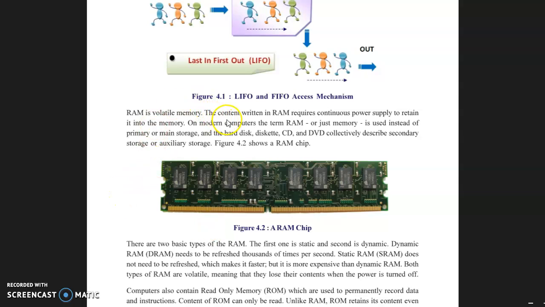So RAM is volatile memory. The content written in RAM requires continuous power supply to be retained in the memory. On modern computers, the term RAM is just one memory, used instead of primary or main storage. The hard disk, diskette, CD and DVD collectively describe secondary storage, or auxiliary storage. Figure 4.2 shows a RAM chip. You must remember primary memory and secondary memory. In primary memory: random access memory and read-only memory. In secondary memory: CD, hard disk, pen drive. These are all secondary memory. So this is a RAM chip.